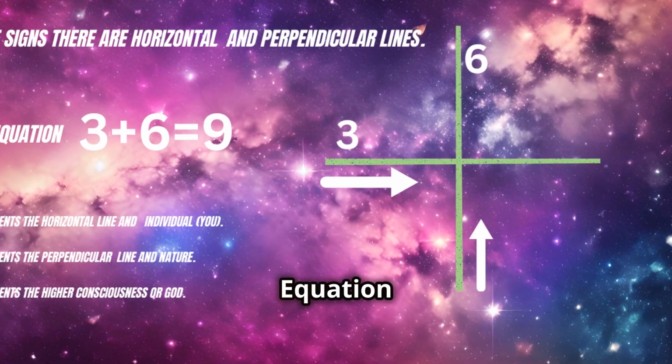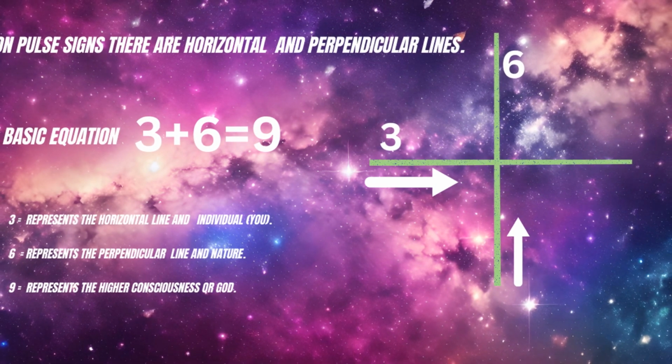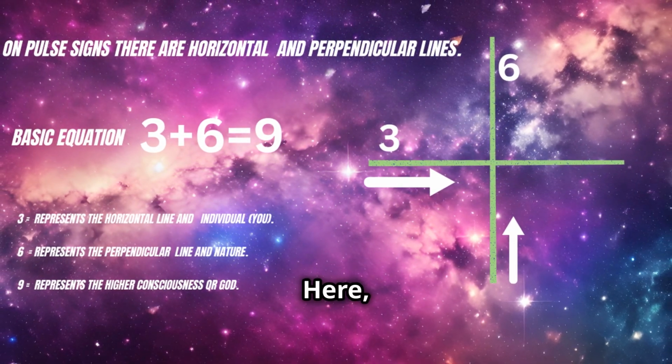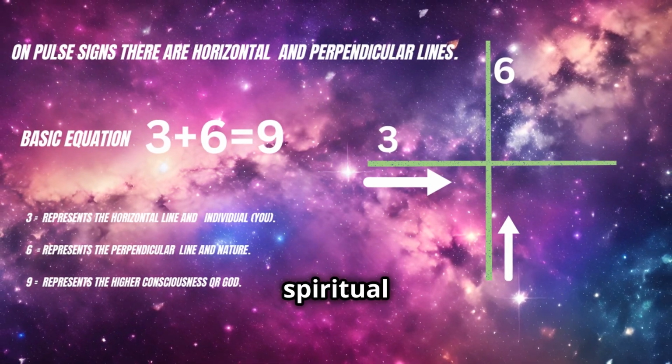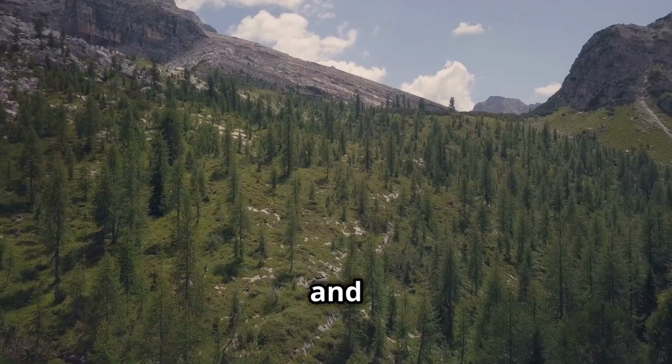Basic equation: 3 plus 6 equals 9. 3 equals individual, you. Here, 3 represents the starting point of a person's physical, mental, and spiritual state. This is the initial state of your soul, where your consciousness and ego are active.